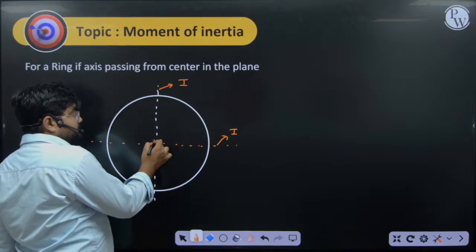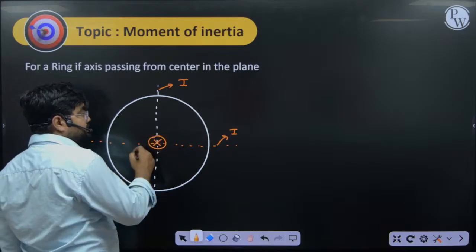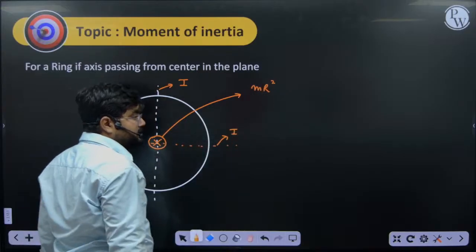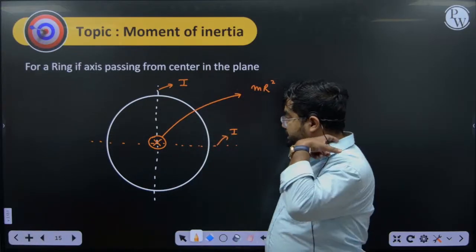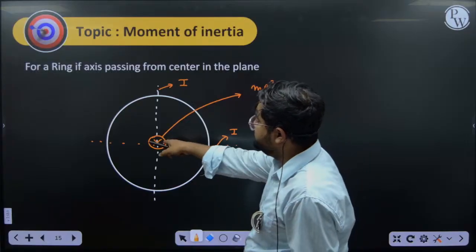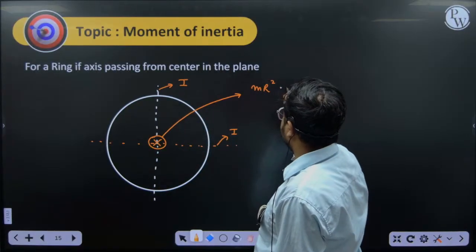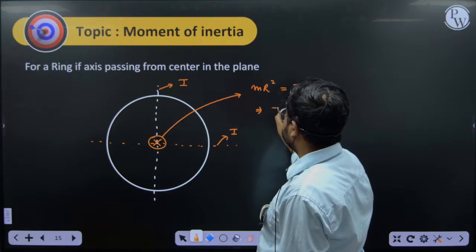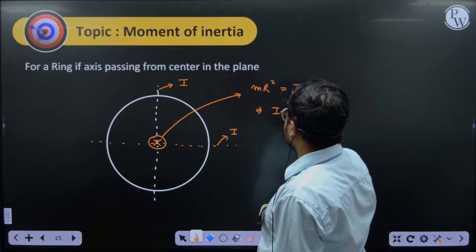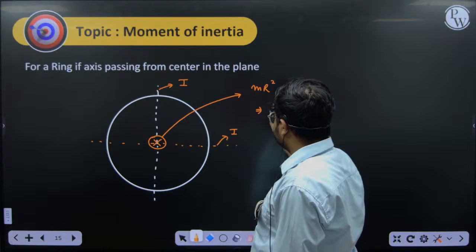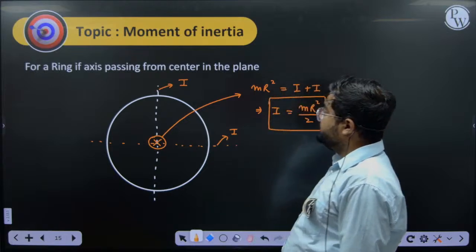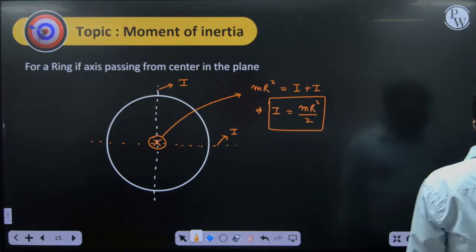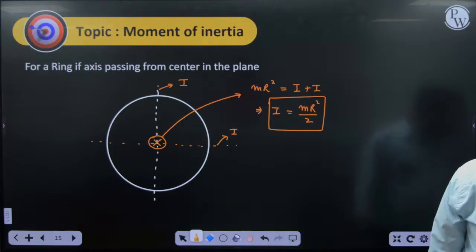And what is this moment of inertia? We have just written it in the last slide, mr square. So now we will apply perpendicular axis theorem, and this should be equal to this plus this. So mr square is equal to I plus I. So moment of inertia comes out here as mr square by 2. Okay. So this is how we can use perpendicular axis theorem to find moment of inertias in many cases.